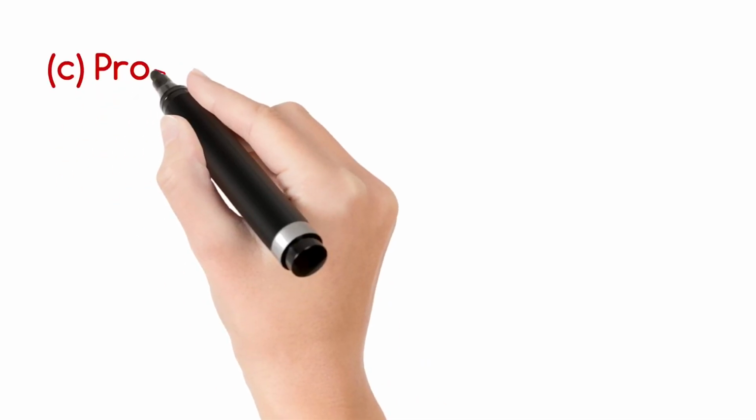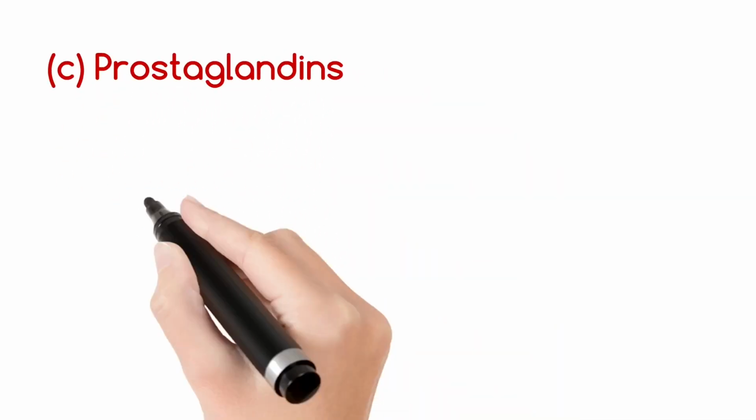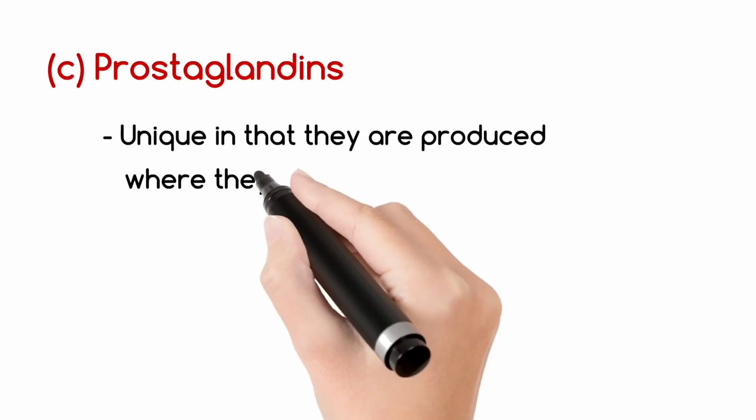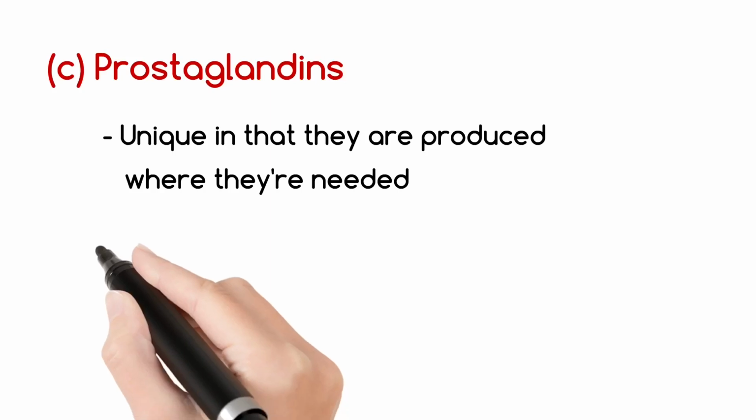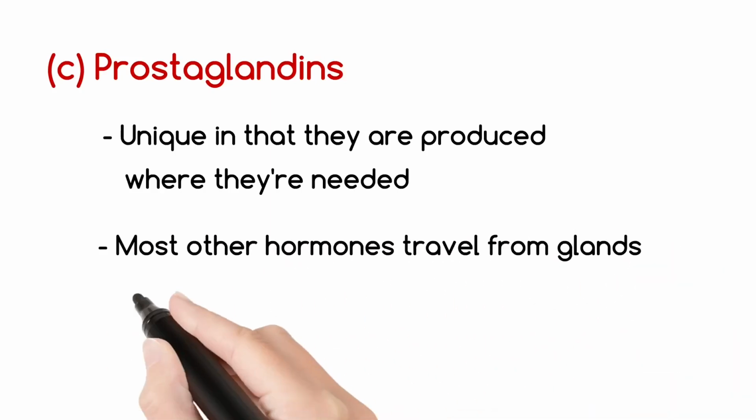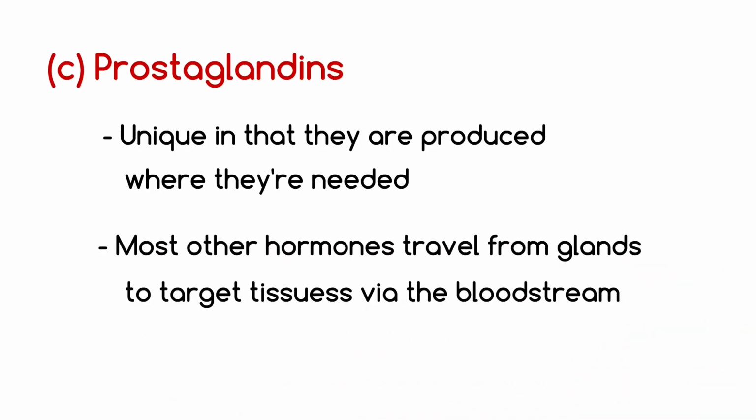Another unique class of hormones that are produced by many kidney cells as well as nearly all the organs in the body is the prostaglandins. And what makes them unique is that they're produced at the site where they're needed, unlike most other hormones that are secreted from glands and carried via the bloodstream to where they're needed.